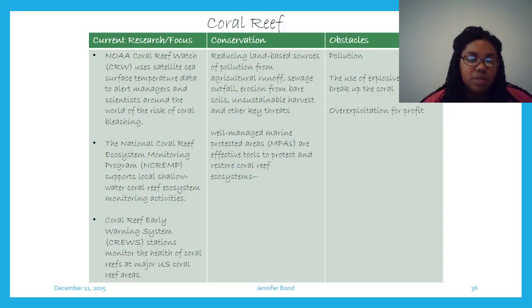They have stations that monitor the health of coral reefs at major U.S. coral reef areas. For conservation, they have reduced land-based sources of pollution from agricultural runoff, sewage outfall, erosion from the bare soils, and unsustainable harvest, as well as other key threats. And also, well-managed marine protected areas are effective tools to protect and restore coral reef ecosystems. Some obstacles are pollution, overexploitation for profit, and the use of explosive devices to break up coral.